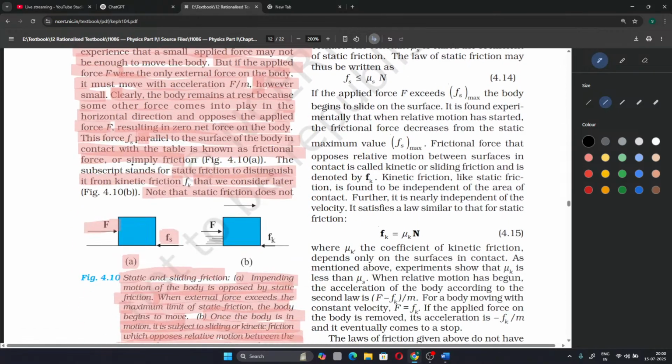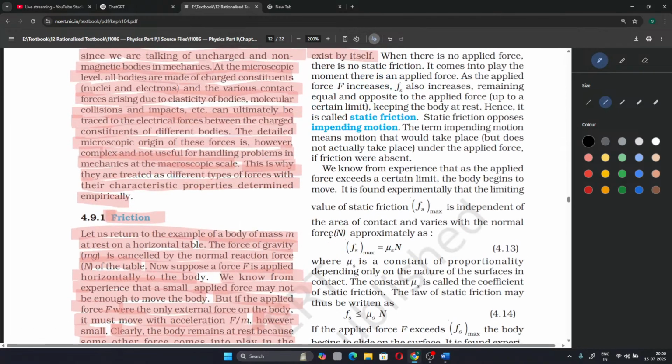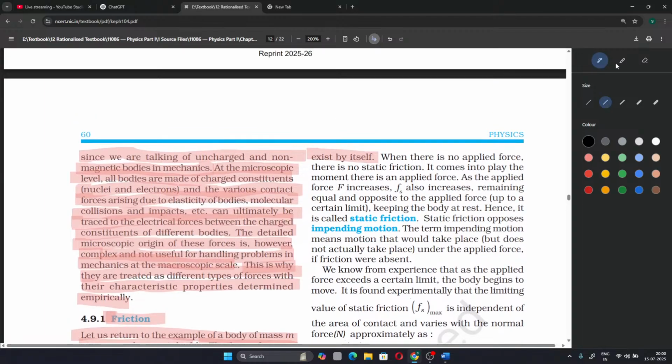And note that static friction does not exist by itself. This is the point to be remembered. When there is no applied force, there is no static friction. So static friction will only exist if there is an applied force. It is dependent on the applied force. It comes into play the moment there is an applied force.